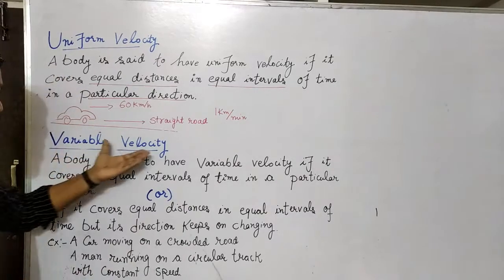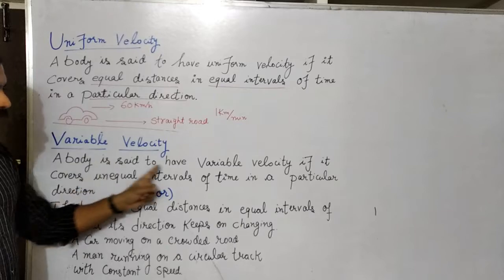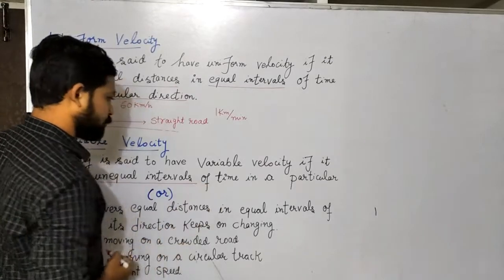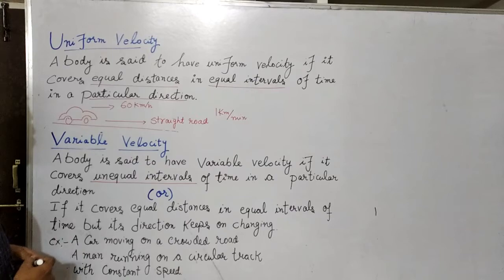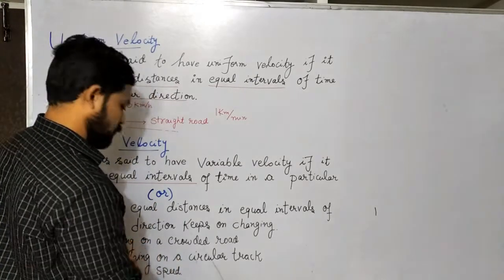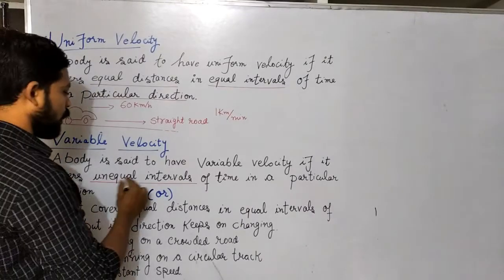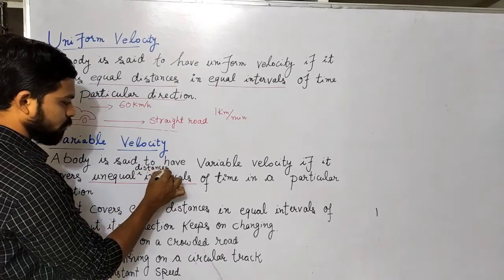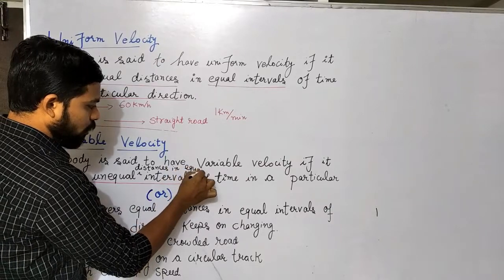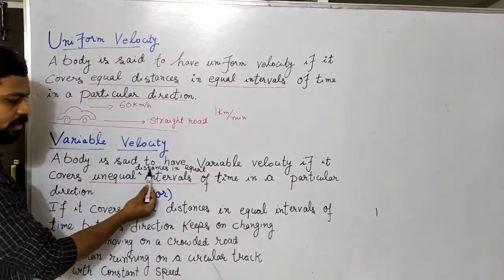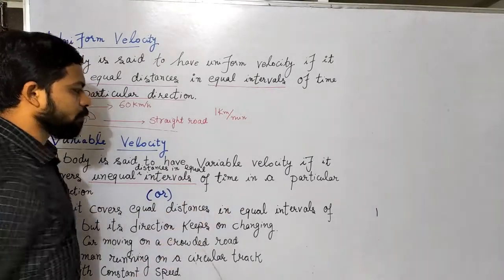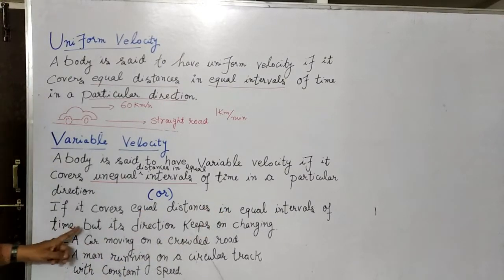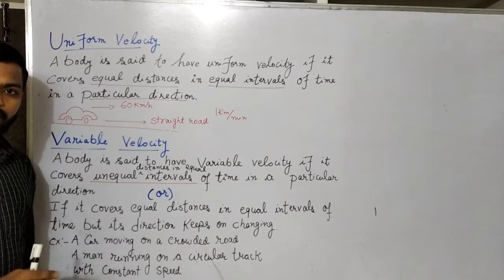Then what is variable velocity? It's quite the opposite. A body is said to have variable velocity if it covers unequal distances in equal intervals of time in a particular direction, or if it covers equal distances in equal intervals of time but its direction keeps on changing. In both these cases it is variable velocity.